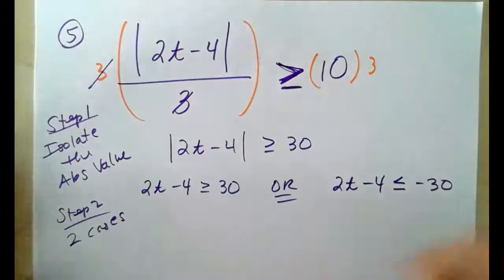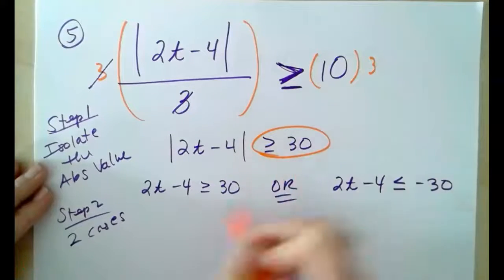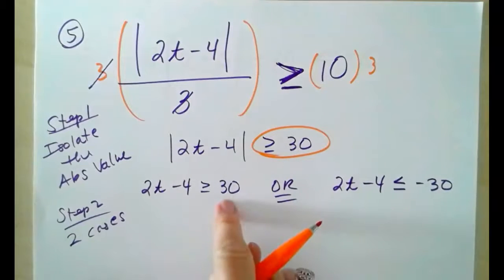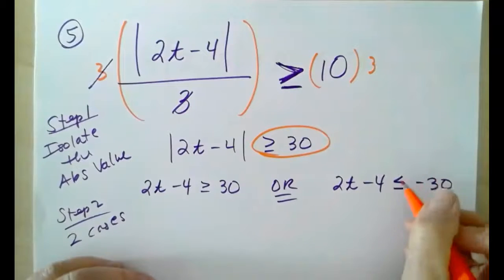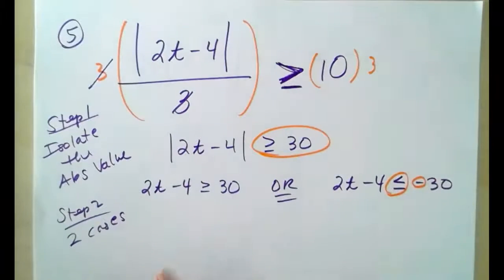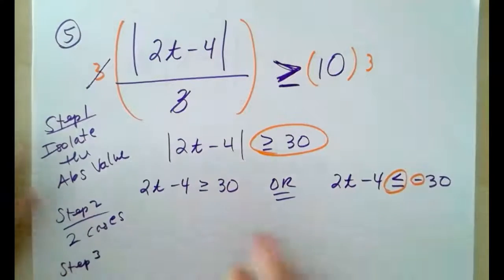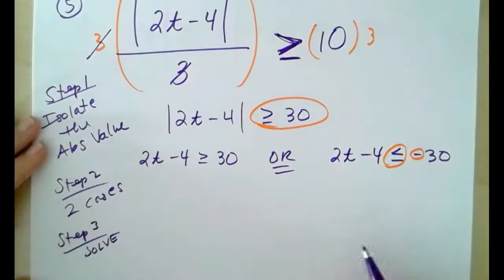And the reason is if we want our absolute value to be greater than or equal to 30, then we have to go in opposite directions on the number line. Bigger than positive 30 or less than or equal to negative 30. So note what has changed in the right-hand second case. Step 3, of course, is to solve. So we are going to solve here.